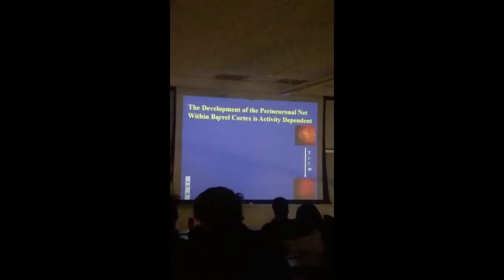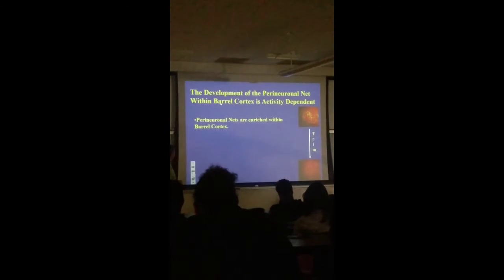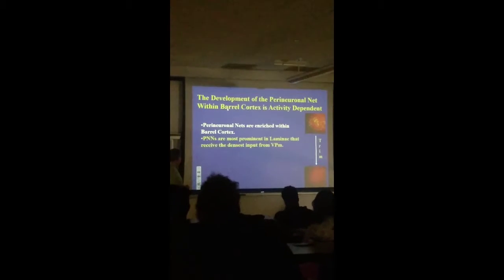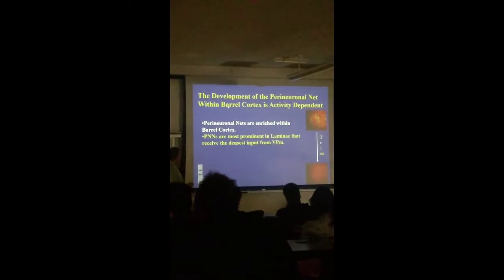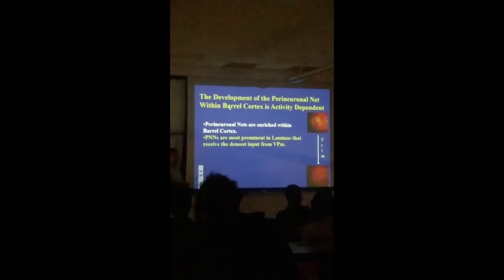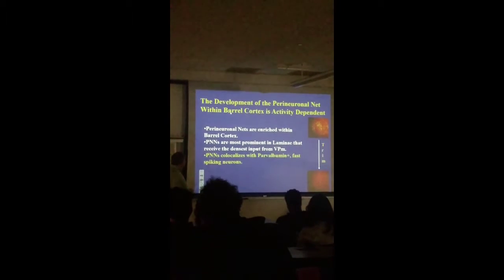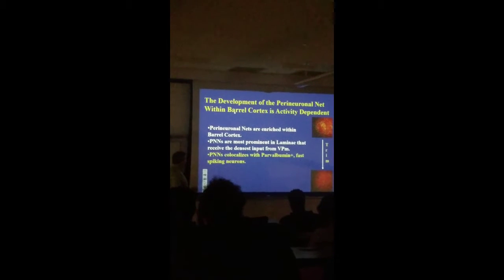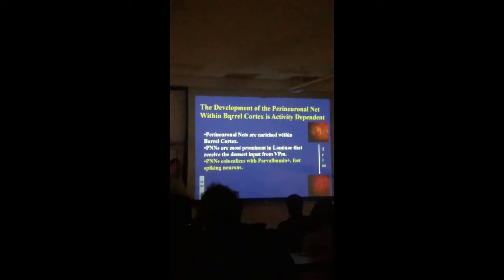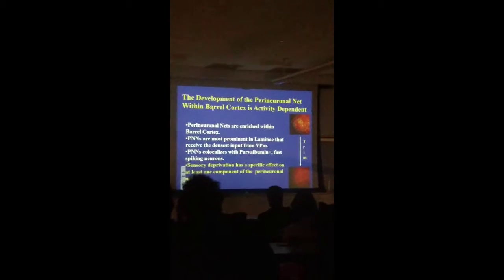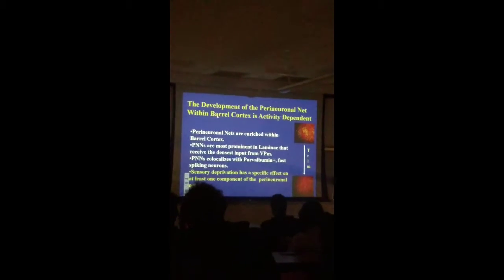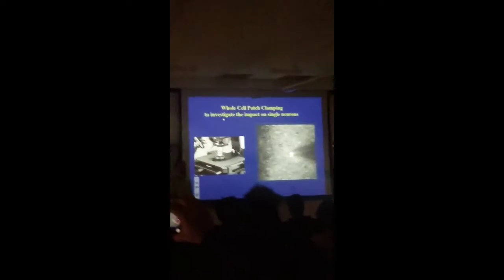So to summarize what we saw right here: perineuronal nets are enriched within the barrel cortex. They're most prominent in the layers that receive the densest inputs from the thalamus, which is a point I didn't go over, and these co-localize with the parvalbumin cells, which are these fast-spiking inhibitory cells. And sensory deprivation has a specific effect on at least one component of the perineuronal net. So now the question is, can we figure out what this is doing?